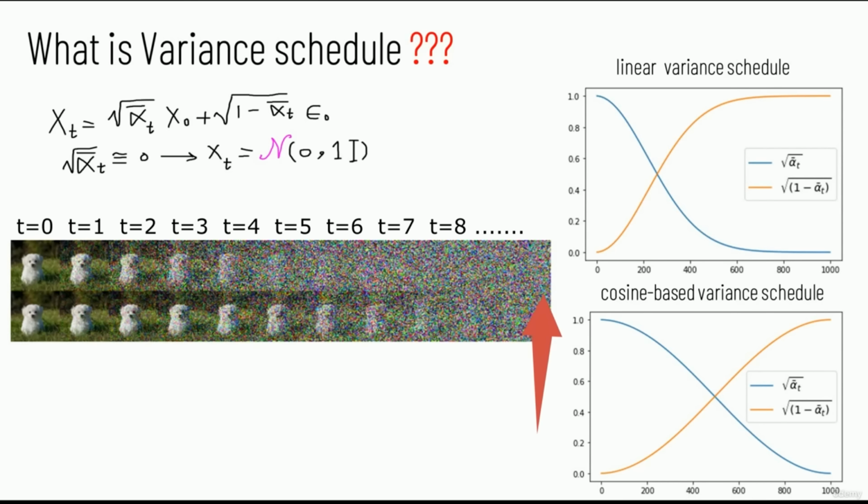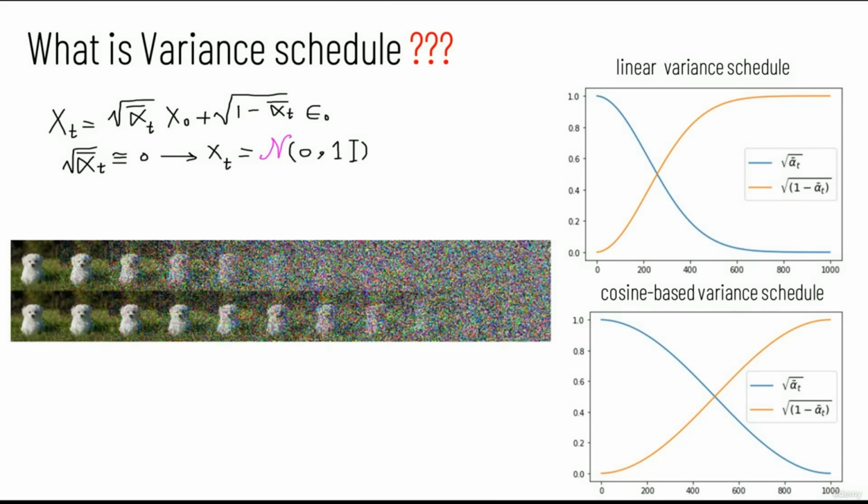So to solve this problem, we will use the cosine-based variance schedule. As you can see here in this schedule, the value of alpha bar will not decrease quickly. So we will not lose the original information quickly. And this is good for training our stable diffusion model, where most of the time steps will have some information about the original image.